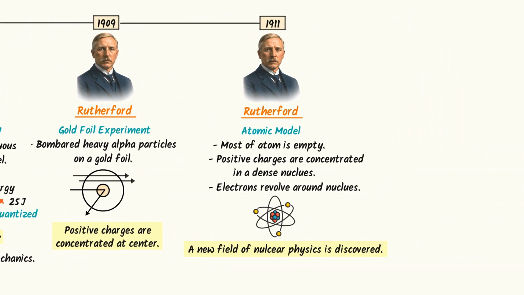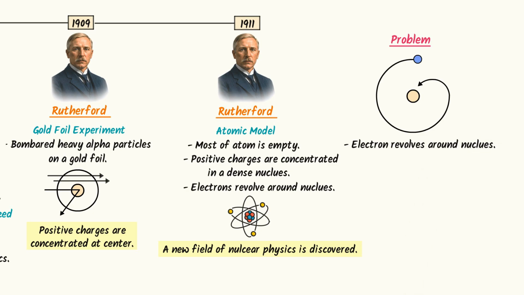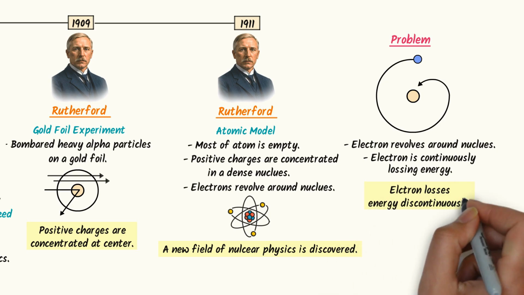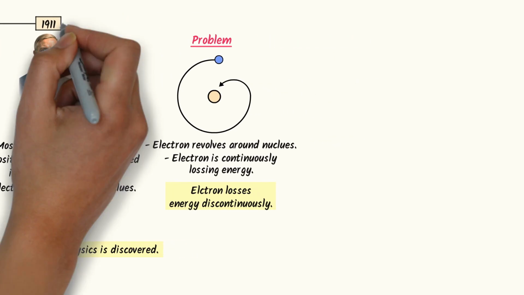Now coming back to 1911. There was a problem. According to Rutherford Baba, electron is continuously moving around the nucleus. It means that electron is continuously losing energy. It was a problem in Rutherford atomic model. Because we know that at microscopic level, Planck Baba says that electron doesn't lose energy continuously, rather electron loses energy discontinuously in discrete wave packets. So this was a problem in Rutherford atomic model.